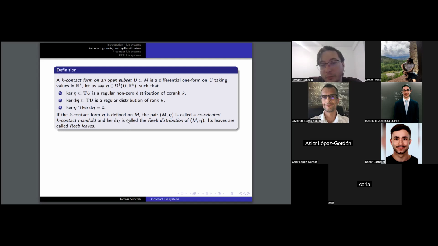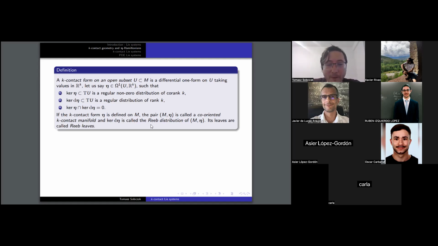Additionally, we can name the distribution, namely the kernel of the eta. We will call it a Reeb distribution, and I will say what a Reeb vector is in a minute, and its leaves can be called Reeb leaves. I'm not sure we'll use much more of this terminology, but that we have a Reeb distribution will be important, and that we have Reeb vector fields will also be very, very important.